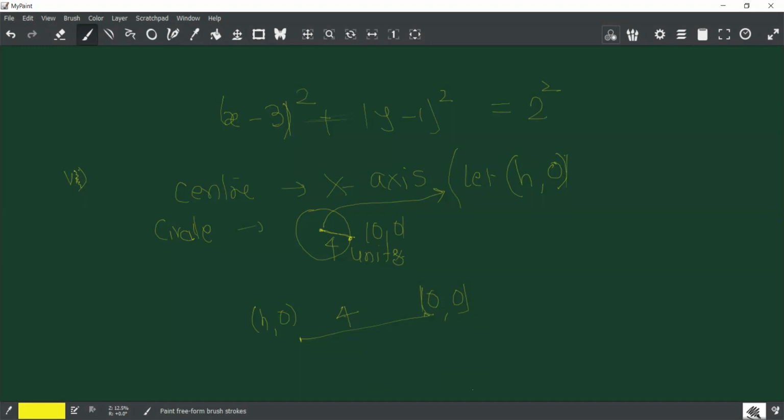What is the value of h? Plus or minus 4? That's the right answer. Square root of h minus 0 the whole square. It is h square plus 0 square is 4. Got it? So you got h as plus or minus 4.